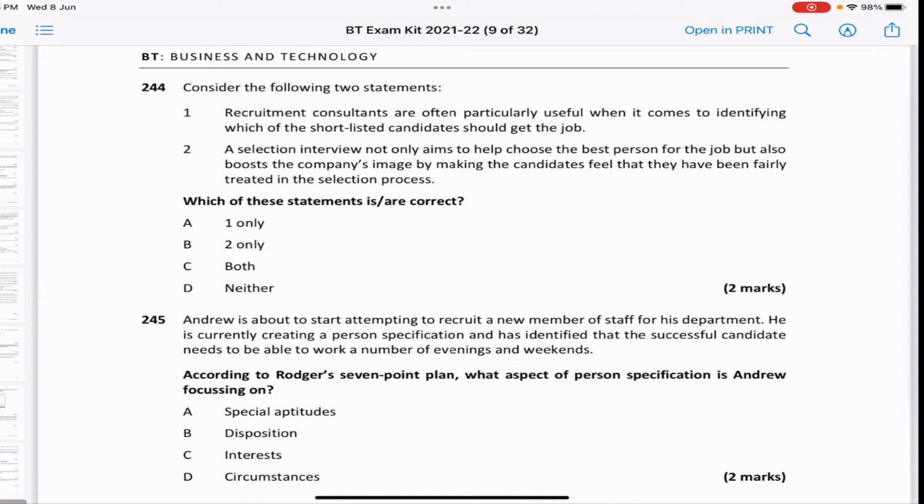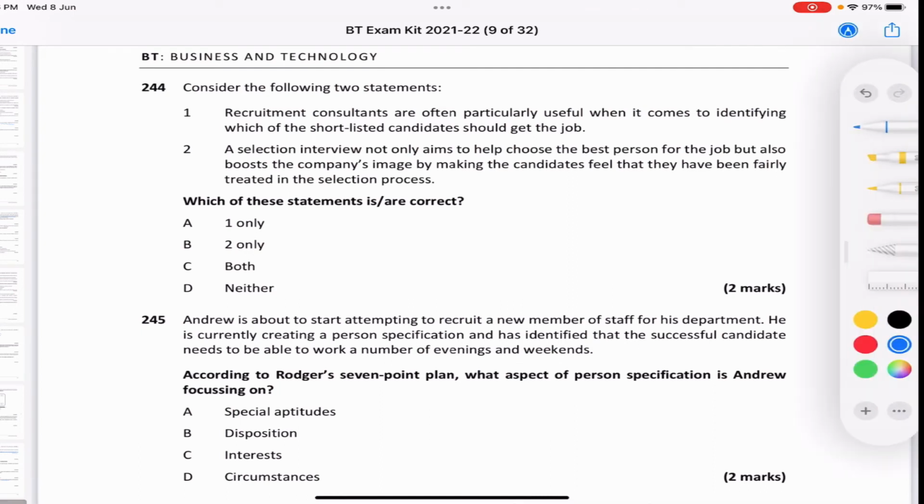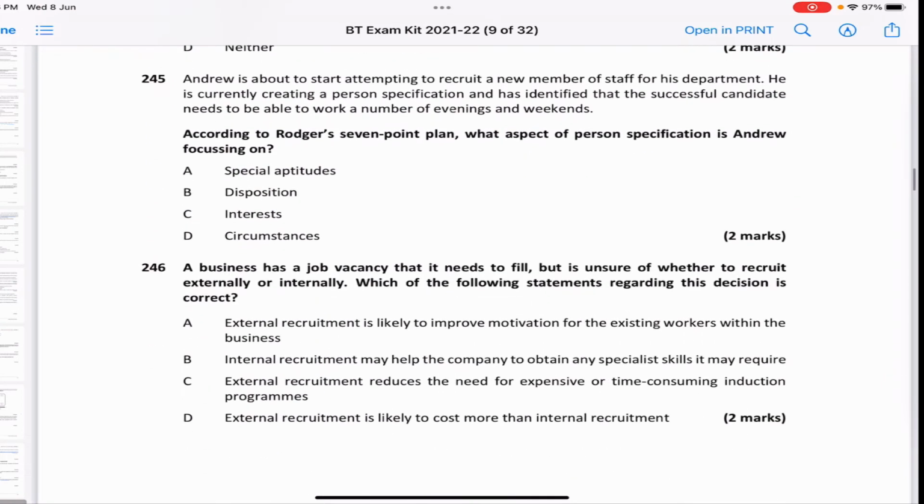A selection interview not only aims to help choose the best person for the job but also boosts the company's image by making the candidates feel that they have been treated fairly in the selection process. Okay, so only the second one is correct.